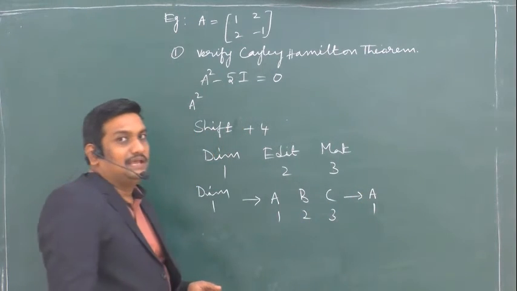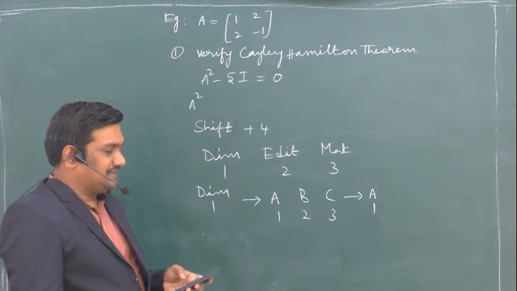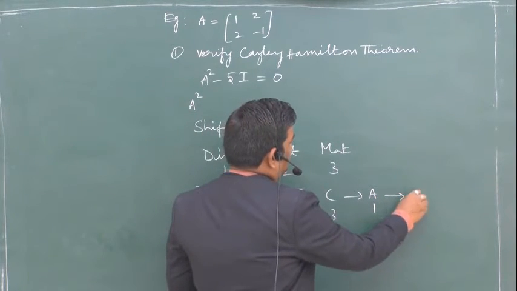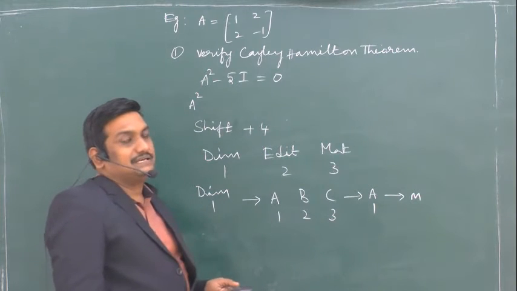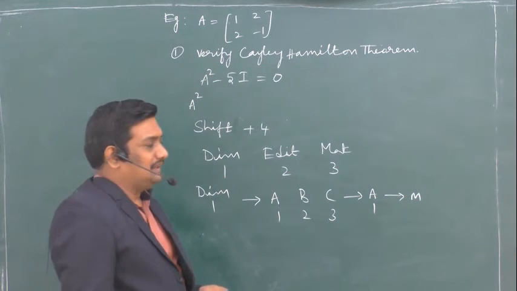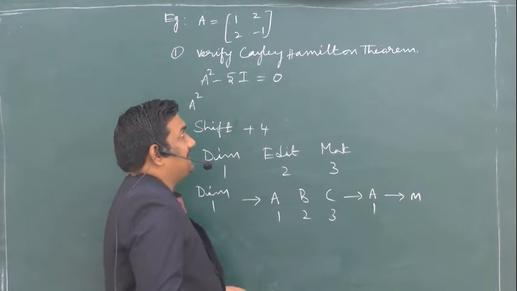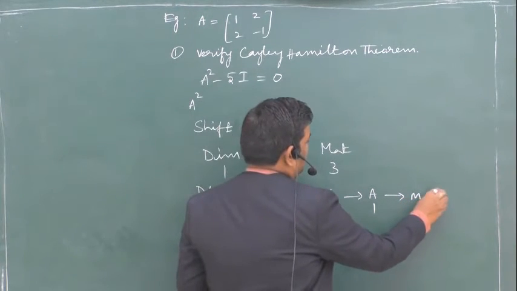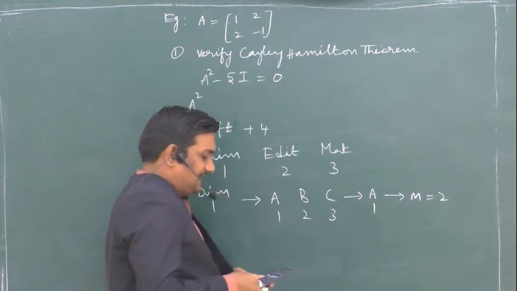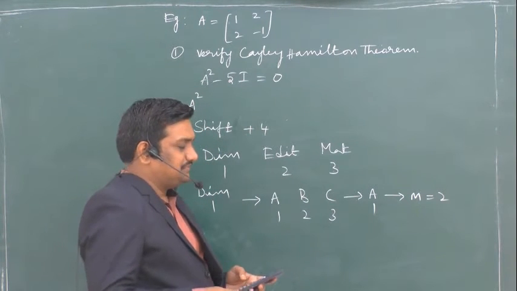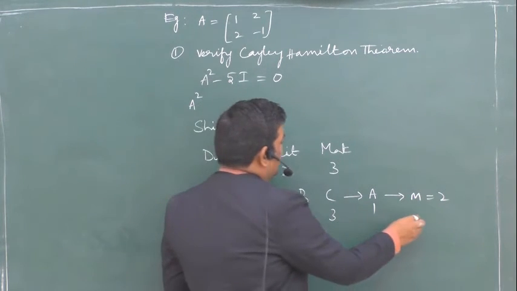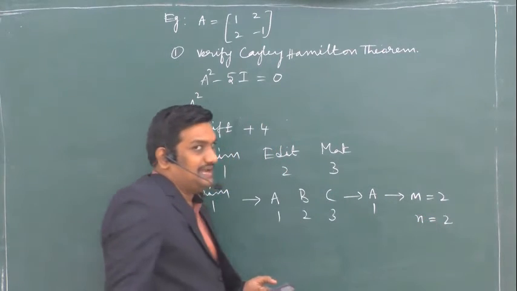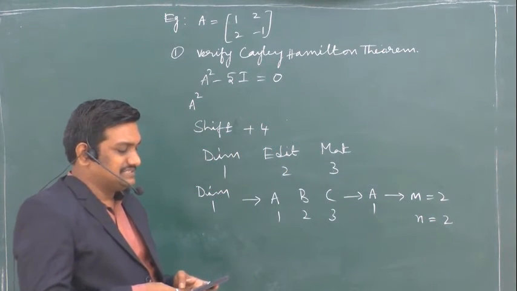Under ABC you select A. Then it asks row number and column number. Then it asks row number as M. Here the matrix is of order 2 by 2, so the row number is 2. You type 2 and press equals, then it asks N, the column number. Here the number of columns is 2, you type 2 and press equals.